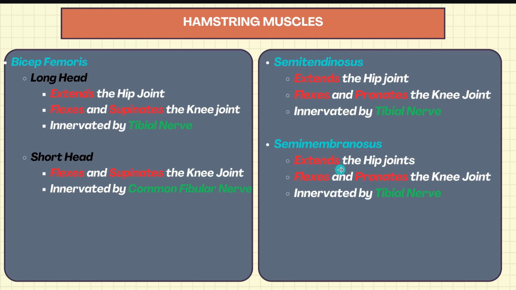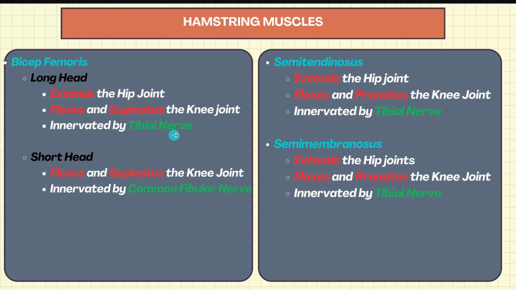If anything, they have the exact same functions. They both have the exact same functions, and they're also both innervated by the tibial nerve. For the biceps femoris, you'll have 2 parts. You'll have a long head and a short head. The long head will have all the same functions as the short head. So it's basically long head, same functions as the short head, plus the extension of the hip joint.